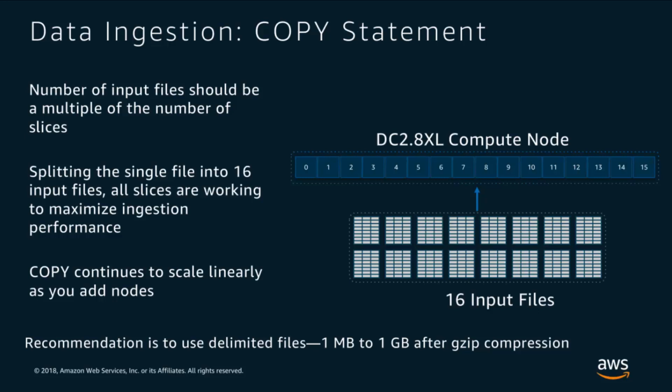Our best practices for splitting these files and sizing them is to have these files somewhere between 1 meg and 1 gig after gzip compression. Ideally, there should be an equal number of files as there is slices, or a multiple of the number of files to slices. So for example, you could have 32 files, and that would work just as well.